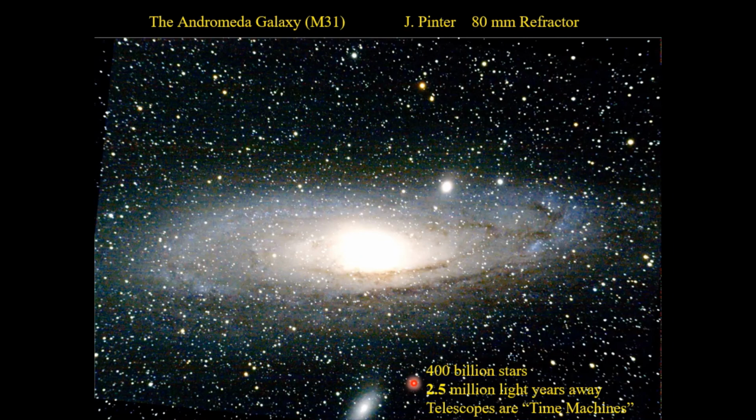Now remember that light travels 1 light year per year. So that means it took the light from this galaxy 2.5 million years to get to Earth. So in a sense, telescopes are time machines. When we look through a telescope, we're looking back into the past. This is what the galaxy looked like 2.5 million years ago. And astronomers have built obviously much more powerful telescopes than this, allowing us to look back billions of years into the past of our universe's history.